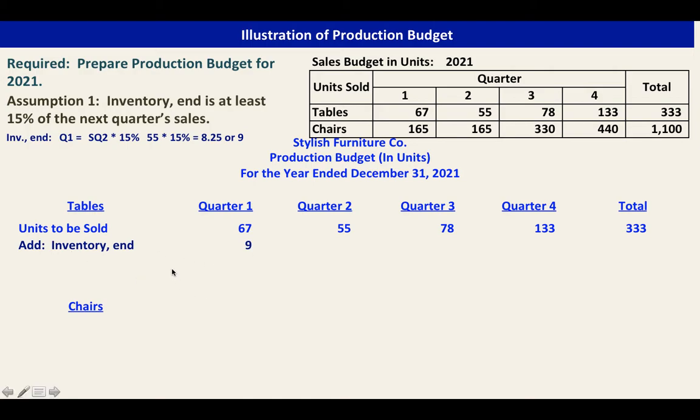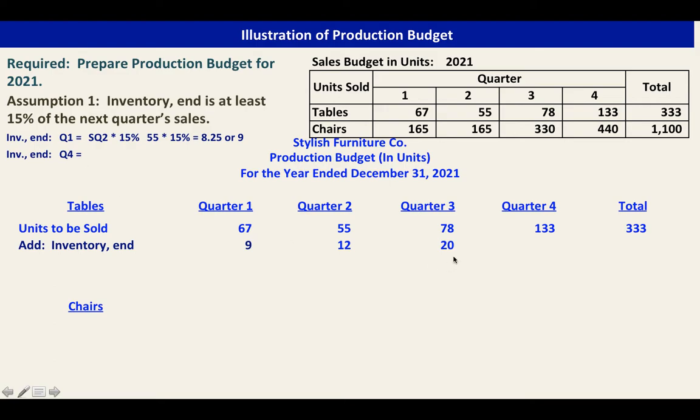And now for quarter two, we just have to do the same calculation: 78 times 15% will give you 12, and then 133 times 15% will give you 20. Okay. Now, what will be the inventory end for quarter four?